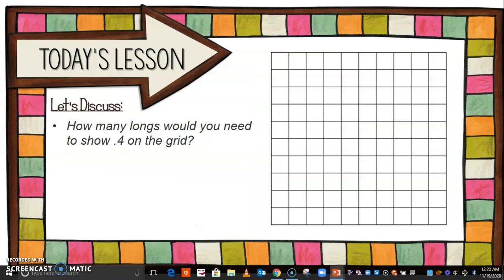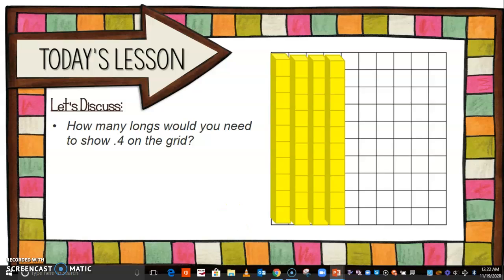How many longs would you need to show 4/10 on this grid then? I only need 4/10. Hopefully you said 4 longs, right? 4/10, and then go ahead and write down, I know I'm going through this video very quickly. You're going to have to pause it, guys. But write down next to 4/10 how we would write that as a decimal, right? Hopefully that's what you wrote down, 0.4.